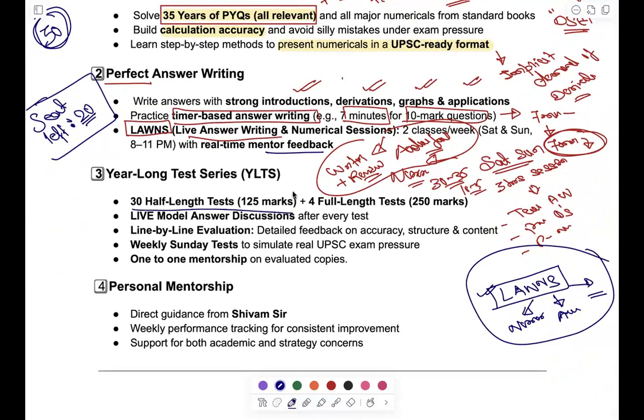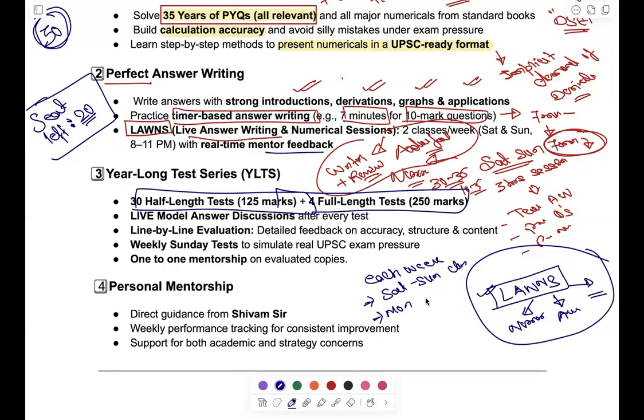There will be 30 half-length tests of 125 marks and 4 full-length tests of 250 marks that you will be writing. So each week, Saturday and Sunday, you have class. Please understand this pedagogy. From Monday, you have a test. Each Monday you will have a test.